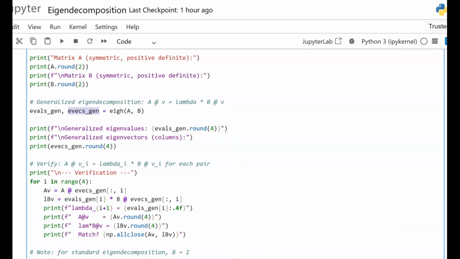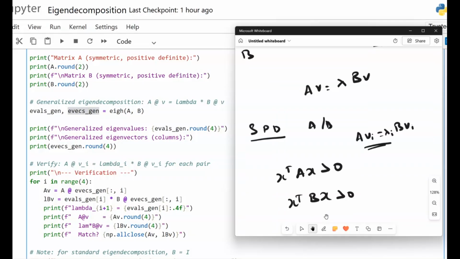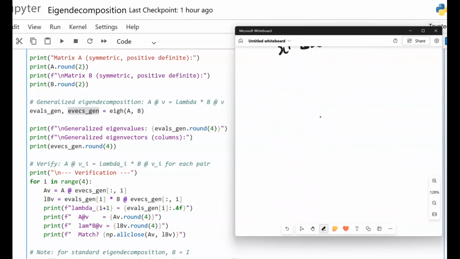And when we interpret this generalized eigendecomposition, dear friends, kindly observe that, unlike standard eigendecomposition, that is AV equals lambda V, this generalized eigendecomposition measures scaling relative to B. So here we get lambda equals V transpose A times V divided by V transpose B times V. So this is a generalized Rayleigh quotient.